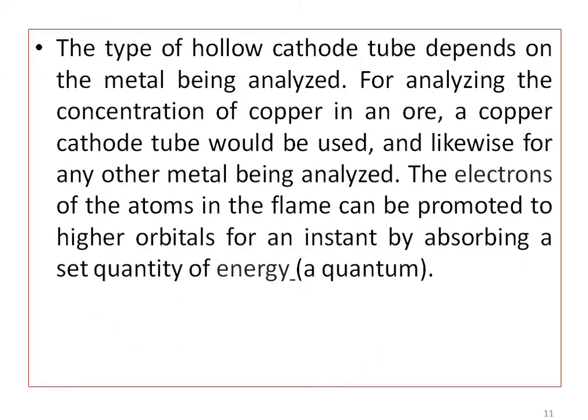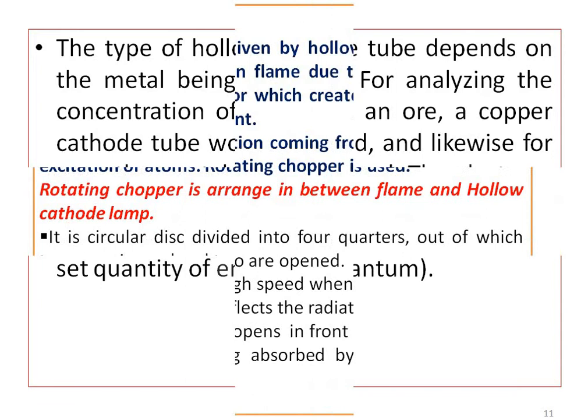The type of hollow cathode tube depends on the metal being analyzed. For analyzing the concentration of copper in an ore, a copper cathode tube would be used, and likewise for any other metal being analyzed. The electrons of the atoms in the flame can be promoted to higher orbitals for an instant by absorbing a set quantity of energy.